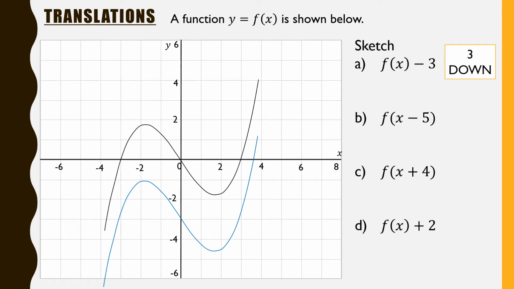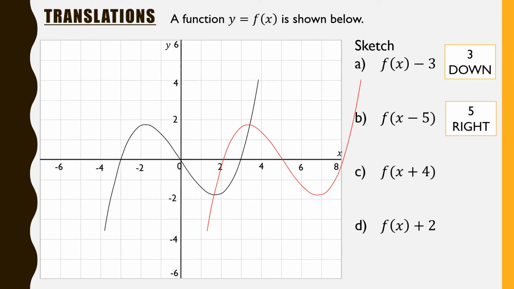Notice how the main thing that I've done is make sure that my y-axis is at minus 3, and if you have other places that chop the axes, make sure you do that as well, just make it really accurate. So the second one, this time the minus 5 is inside the bracket, which means I'm doing the opposite to what I think I'm doing, so I'm actually moving it 5 right, like this. So again, make sure you cross at the right points on your axes. I've gone from 0 to 5, and I've also made sure that I've gone from my minus 3, 5 spaces up to 2. So I've sketched it as accurate as possible.